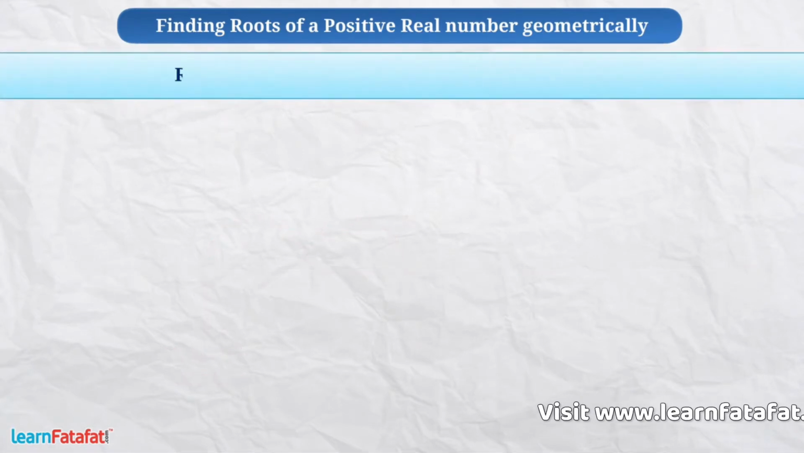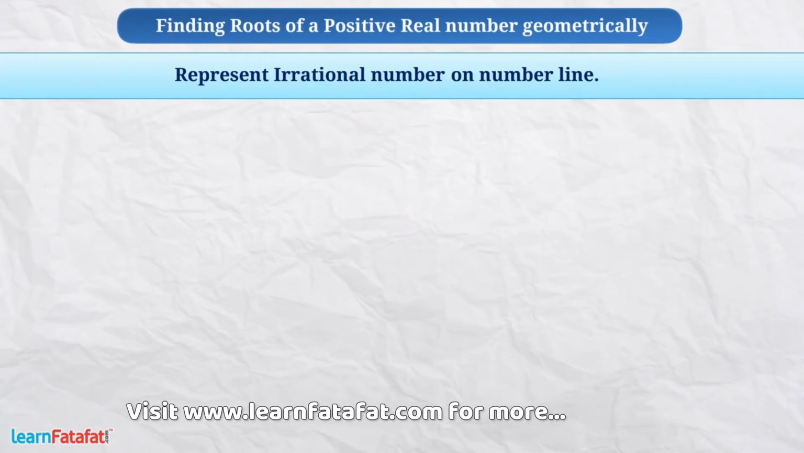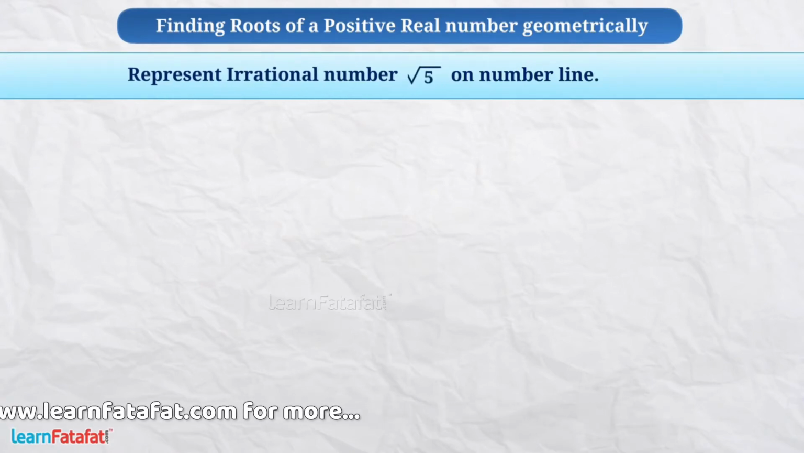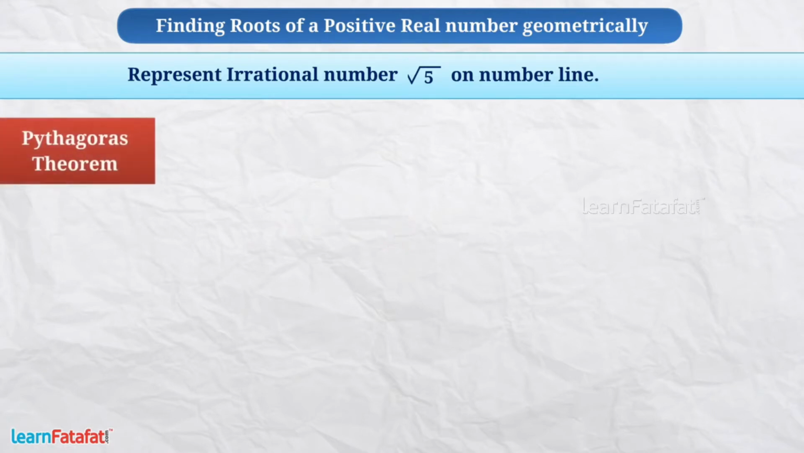Now let's try to represent irrational numbers on number line. Let's take the example √5. We cannot express √5 in p by q form, so we can't use above method. For this purpose, we use Pythagoras theorem.